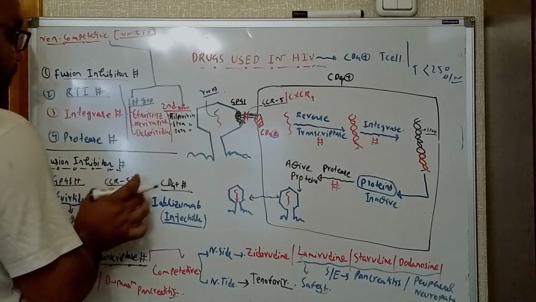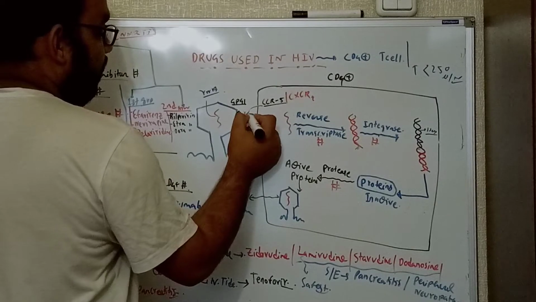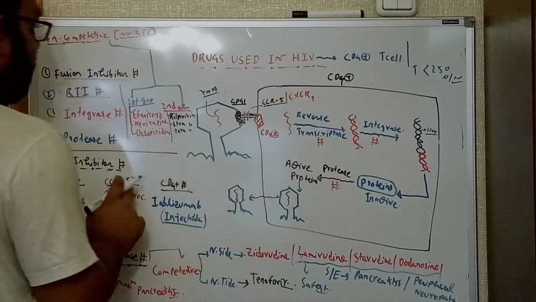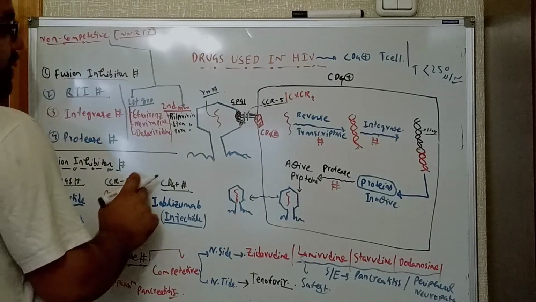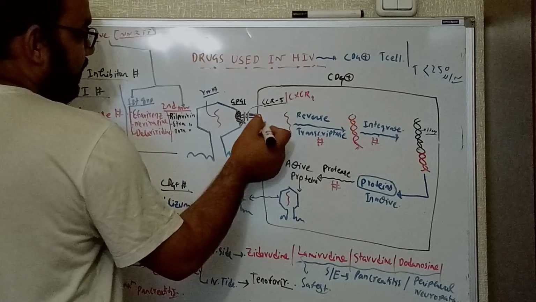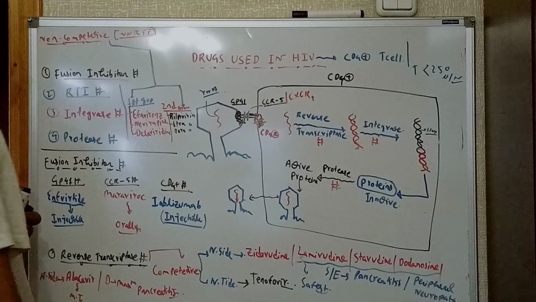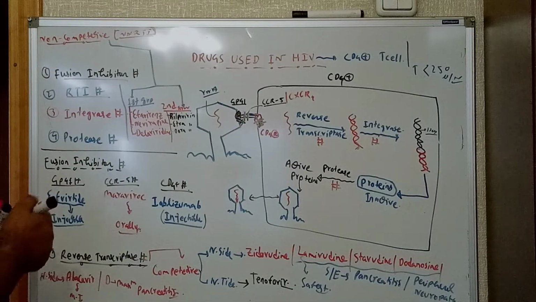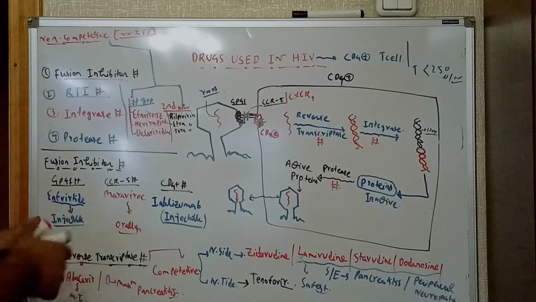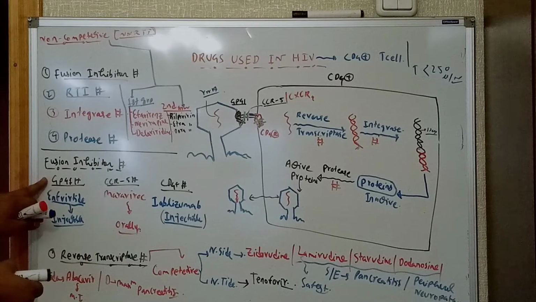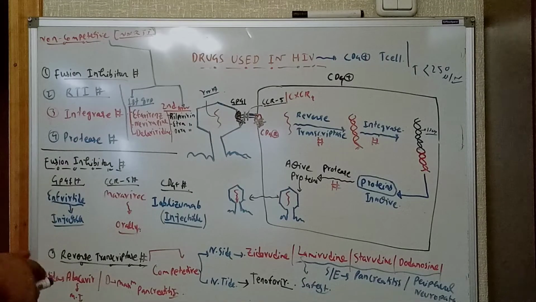The second thing, we can also inhibit this tunnel. We can inhibit the CCR5. And the last thing, we can also inhibit this CD4 receptor. So we can inhibit at three stages by doing the fusion inhibition. The first drug we can use is Enfuvirtide.